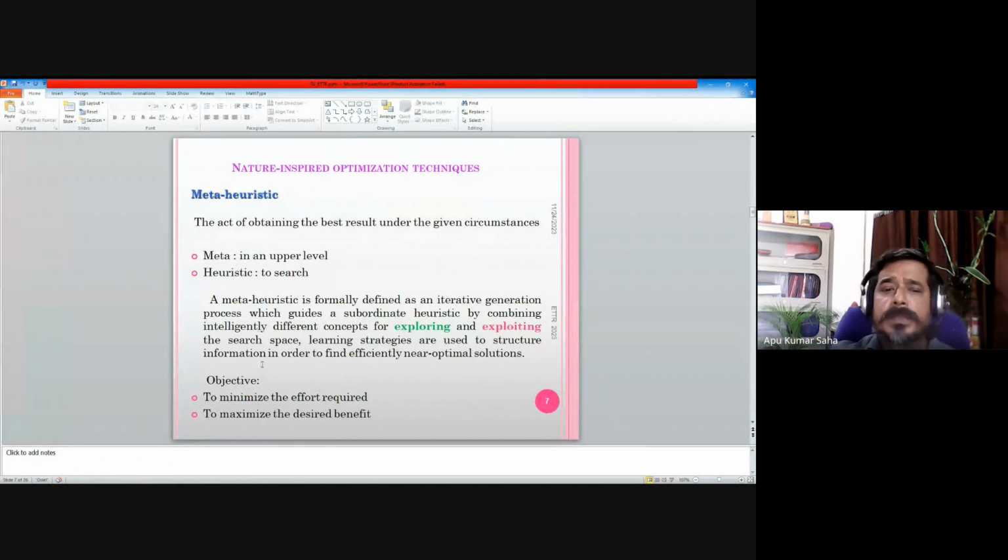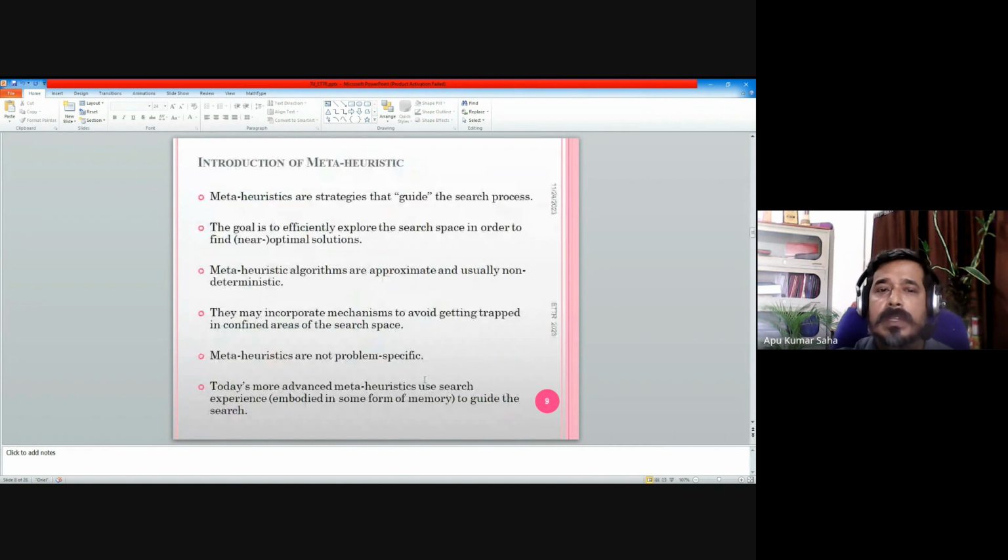So what is our objective? Our objective is to minimize the effort required or maximize the desired benefit. Ultimately, in all optimization problems, the objective is one of these two: either you minimize effort or you maximize benefit. Now this is the introduction to metaheuristic.